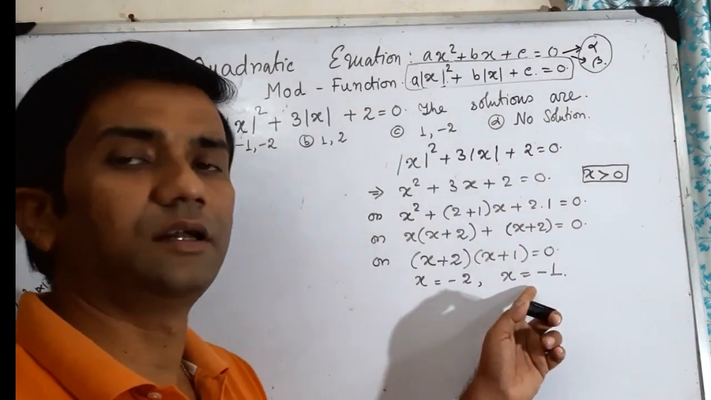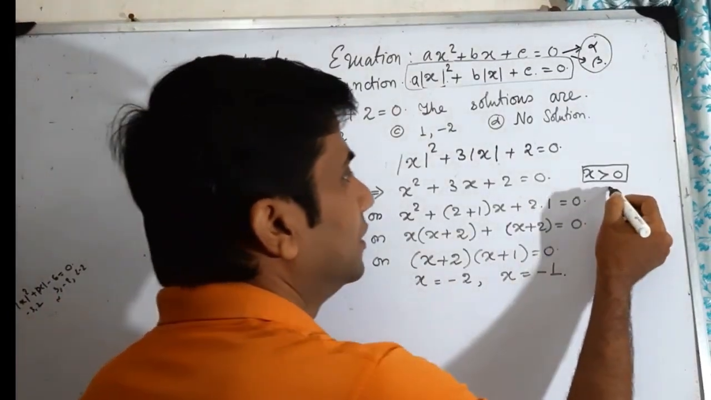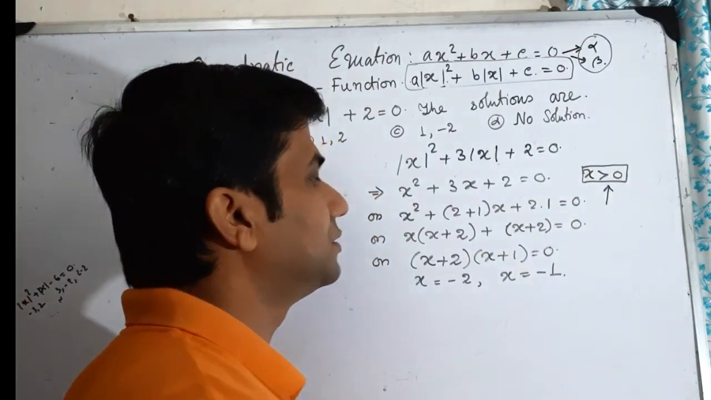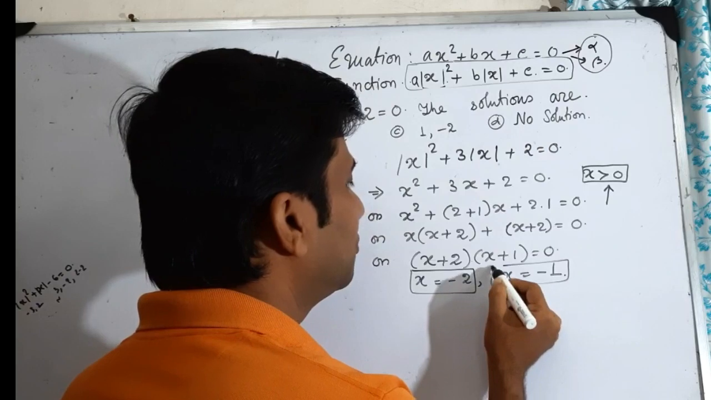And the solution is x is equal to minus 1 and x is equal to minus 2. But we have already said that x is greater than 0, while your solutions are x is equal to minus 2 and x is equal to minus 1.